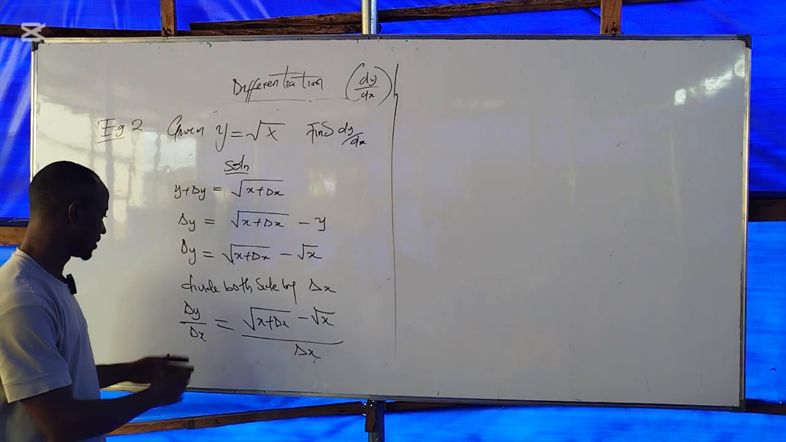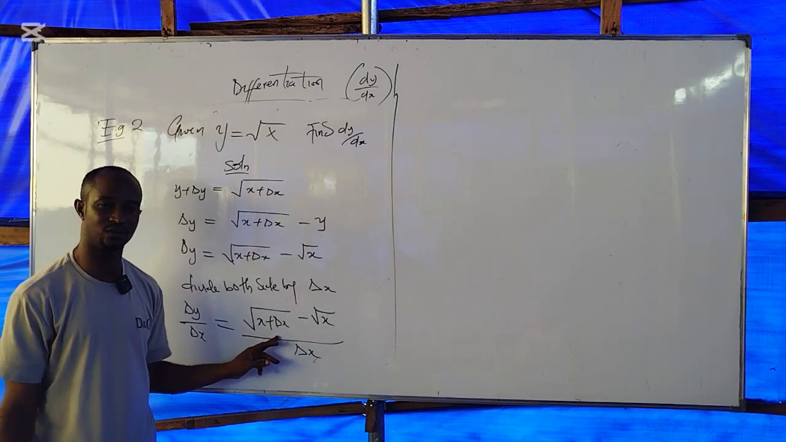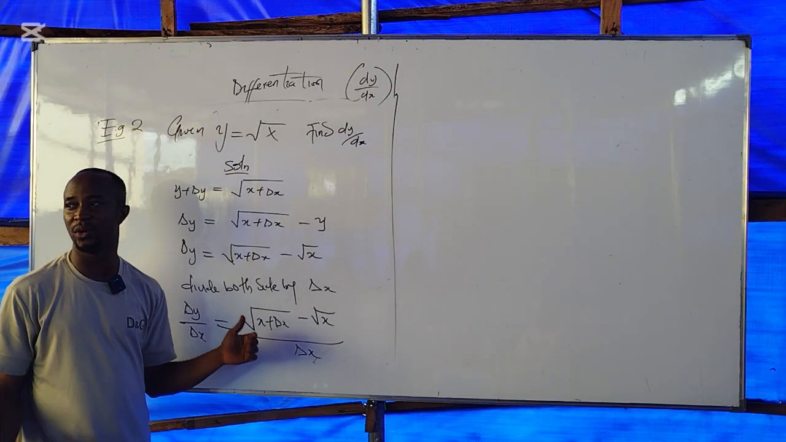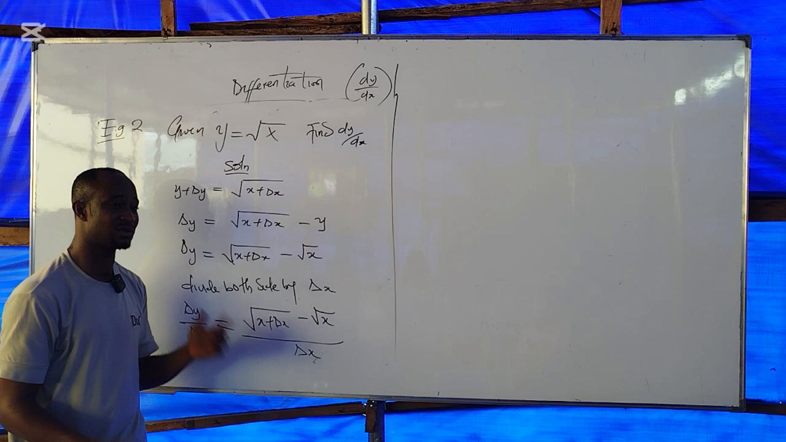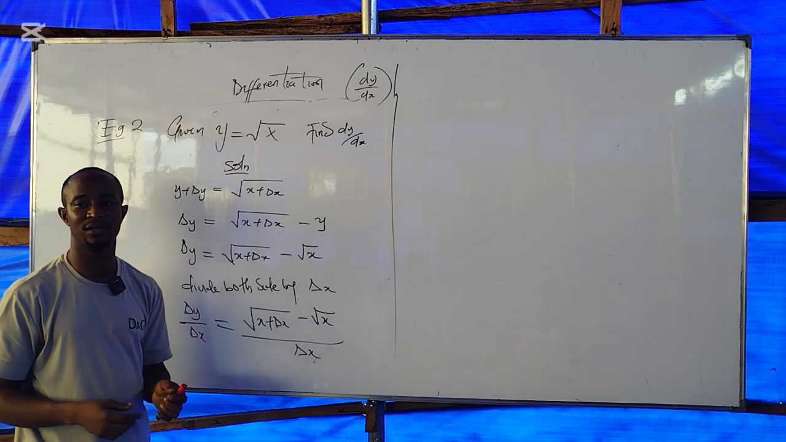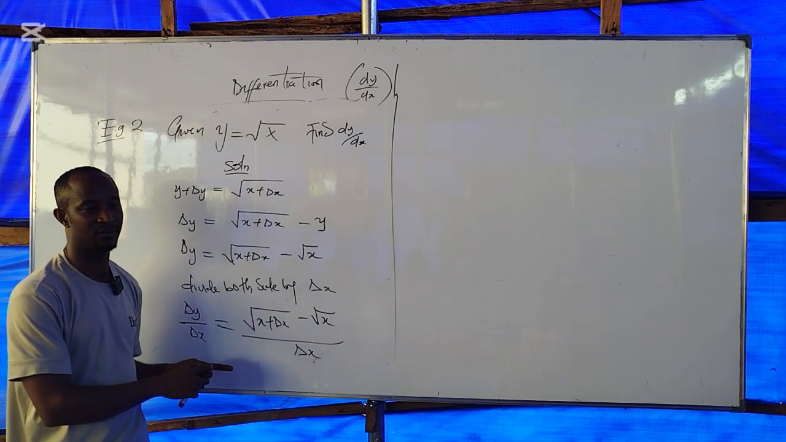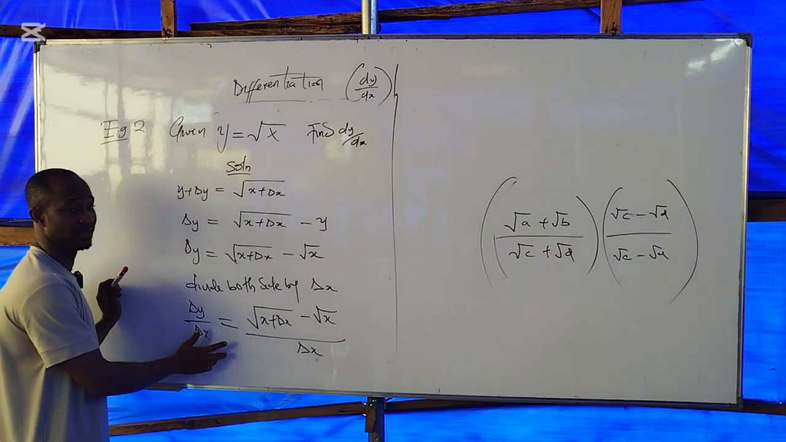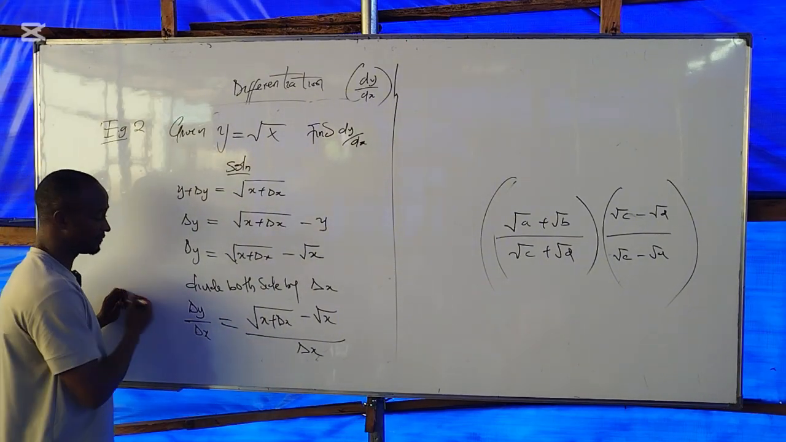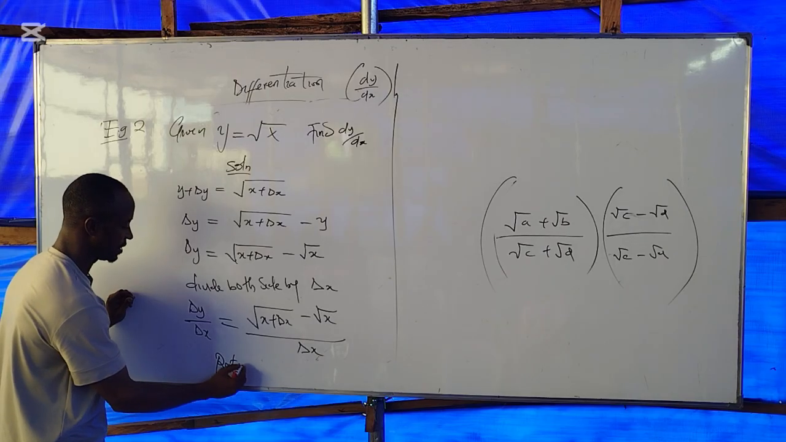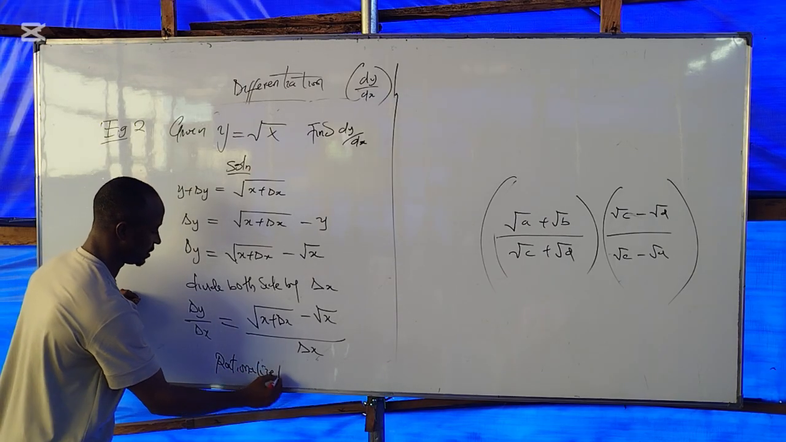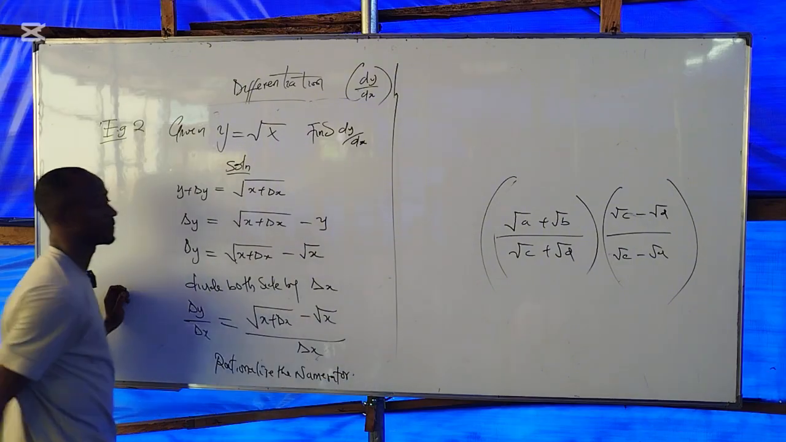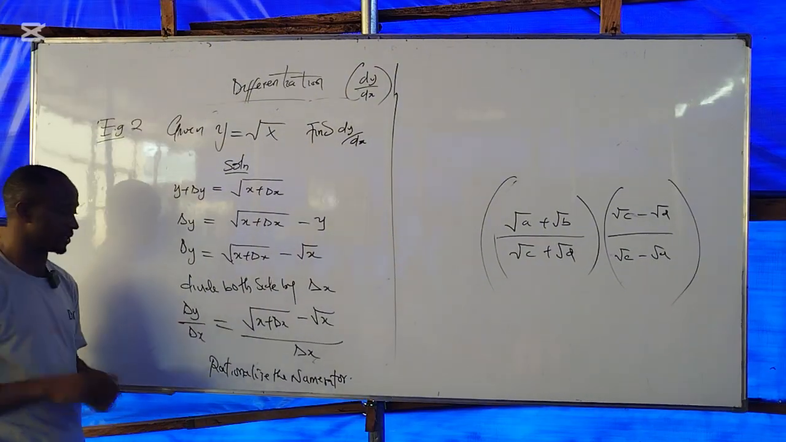Now listen. When you get to this point, you can't divide this with a square root. What do you notice? We have roots here, right? So the only way we can solve further is to rationalize. We have to rationalize the numerator, by multiplying by the conjugate.